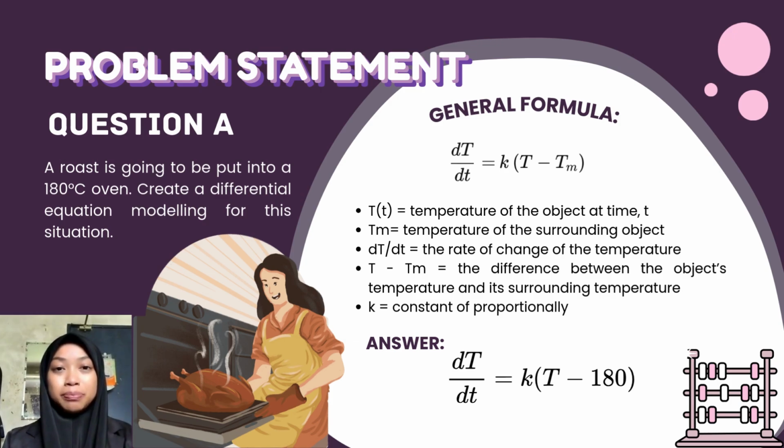Then we just put the values into the formula, and the answer we get is dT over dt equals K multiplied by T minus 180.